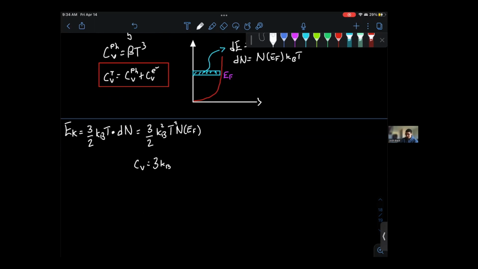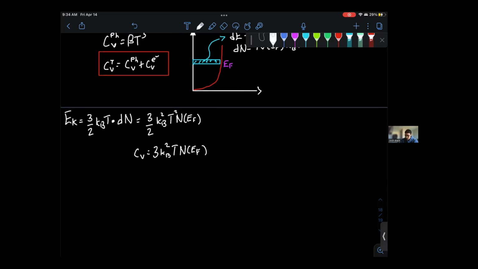Now, if we take our derivative with respect to T from here, we're going to get 3 kB squared T times the density of states at the Fermi level. Now, this can be also approximated to some gamma term multiplied by T, a linear term.